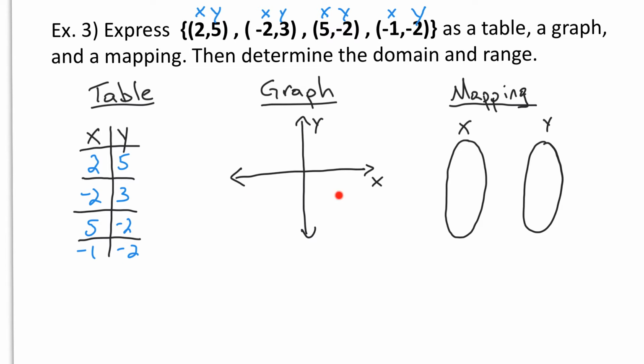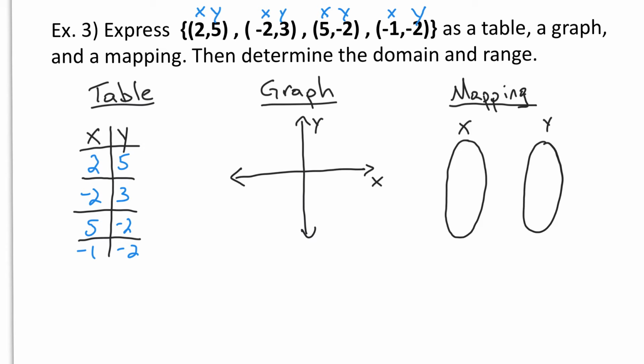Now, for the graph, you just go ahead and graph the points like you did in the first video. You go to the X axis first, and then you go to the Y axis. So the first point is 2, 5, and the second point is negative 2, 3. You can also look at the ordered pair over here. Same thing, 2, 5 is 2, 5 here, negative 2, 3, negative 2, 3. So you can use either one to graph the points.